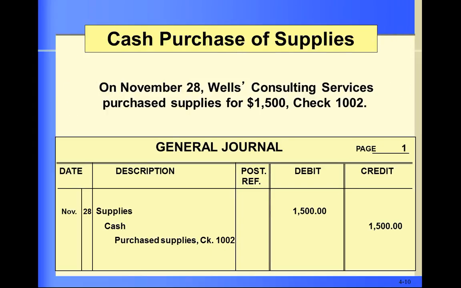In the next transaction, we purchased supplies for $1,500, and we're going to enter the debit entry for supplies, a credit entry to decrease the balance of cash, and then a memo that says purchase supplies using check number 1002. This lets us track back to the specific check if there was ever an issue.